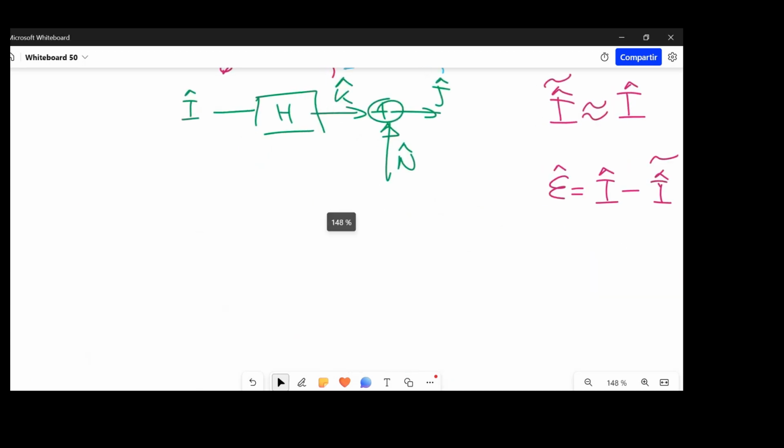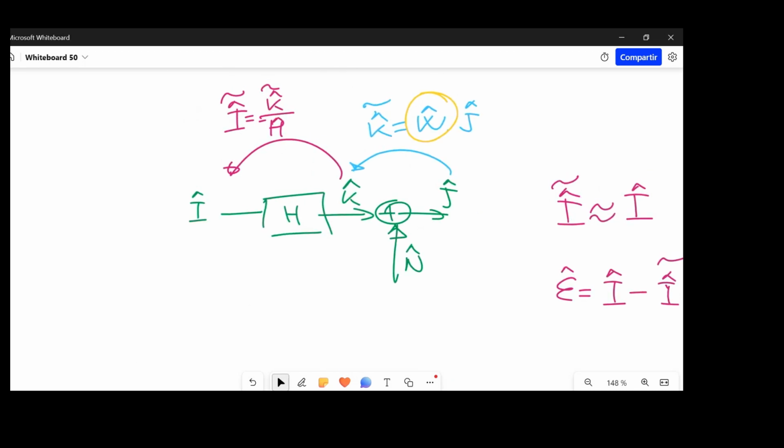So you notice that your camera has done this. Your camera had an ideal image, applied a point spread function, added noise, and then this is what you observe. This I know because I have seen it. This I don't. And this I don't. And this I know, I have to characterize my camera. And then what I will try is to design a filter such that from J I can approximate I.